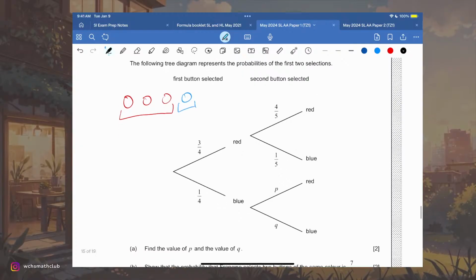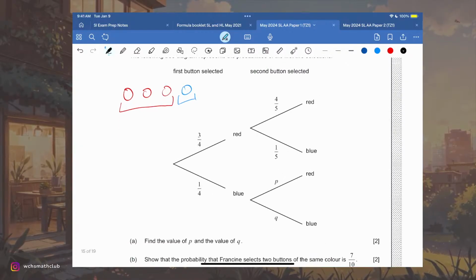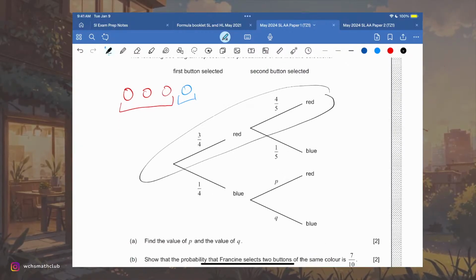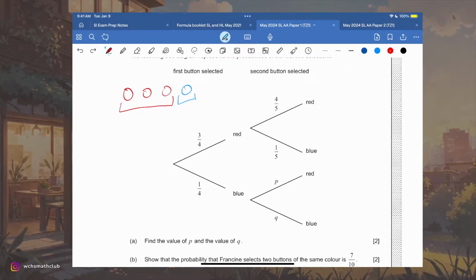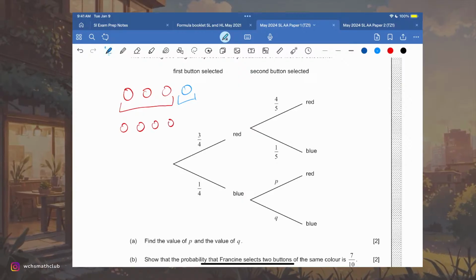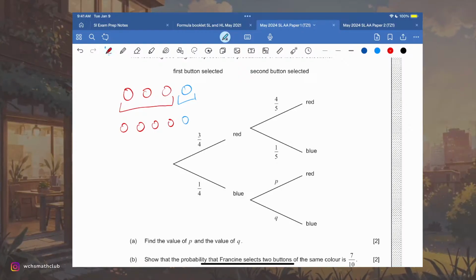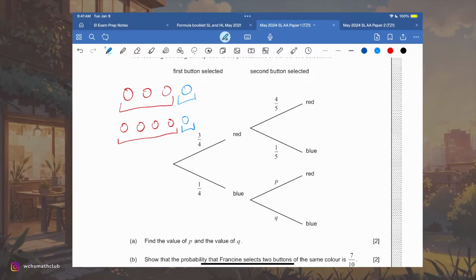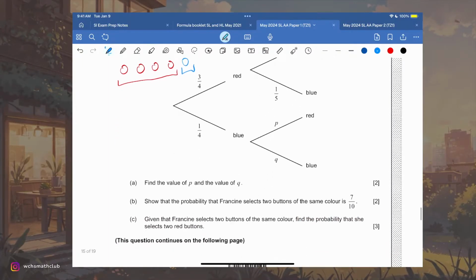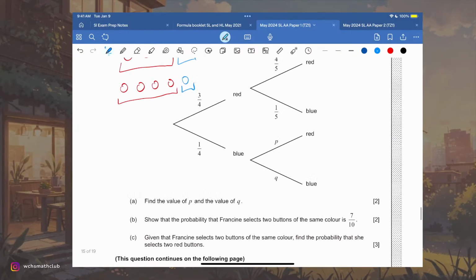If we look at the first case as an example, we can see that after the first button was selected, we have 4 red buttons now, and of course we keep the 1 blue button. So when we select the second button, there's going to be a 4 out of 5 chance to select a red button, and then of course the complement of that, which is 1/5 for the blue button.